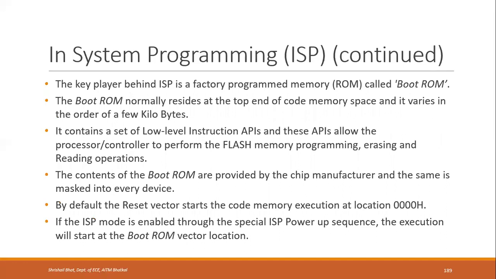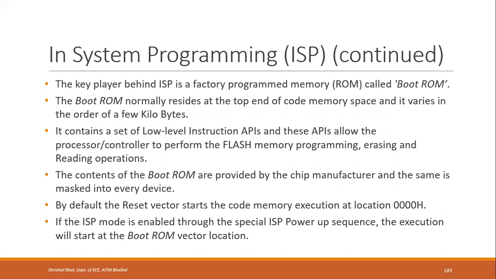Another concept you have to remember in ISP is the boot ROM. The key player behind ISP is a factory programmed memory called boot ROM. This boot ROM normally resides at the top end of code memory space, and it varies in the order of a few kilobytes. Top end in the sense, if the code memory space is say 64K, and the boot ROM is say 1K, then the boot ROM occupies the topmost 1K of the 64K.